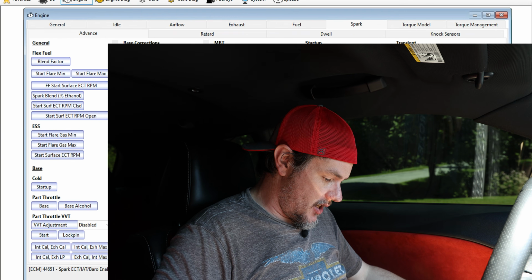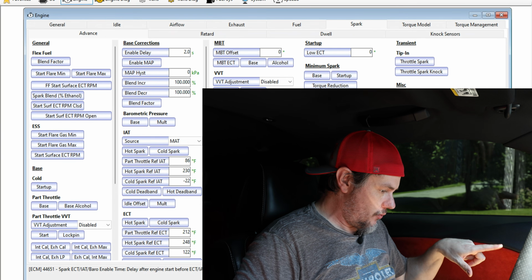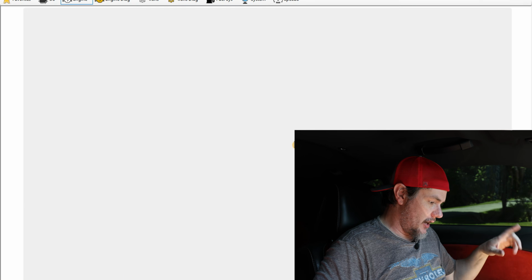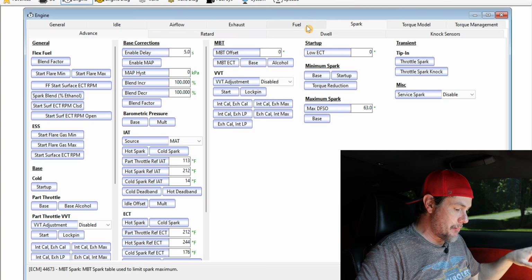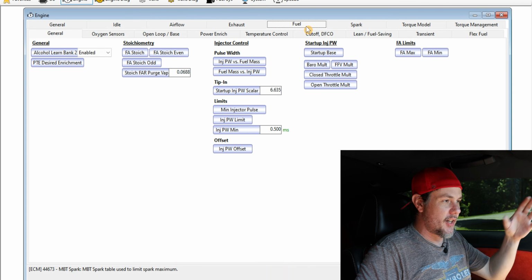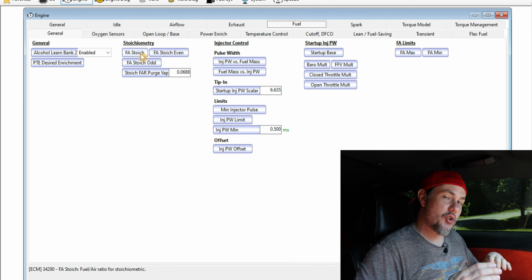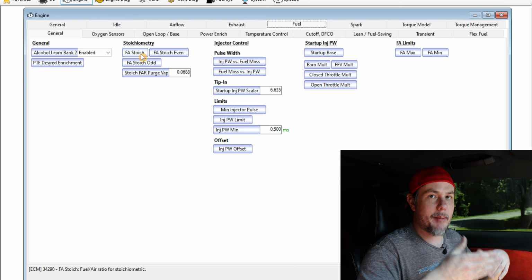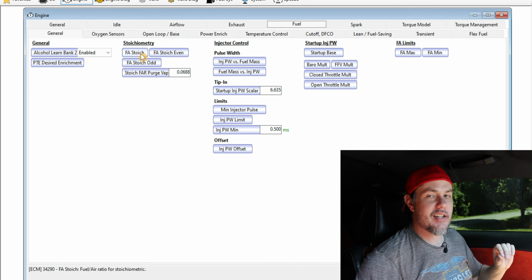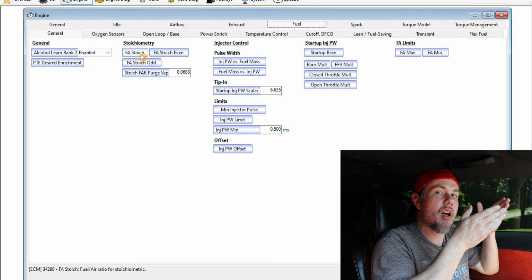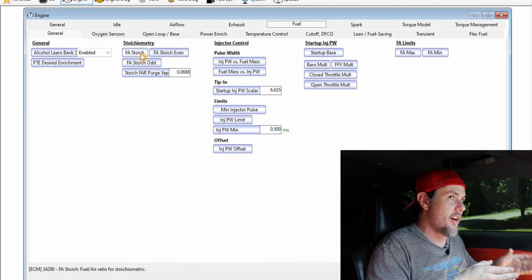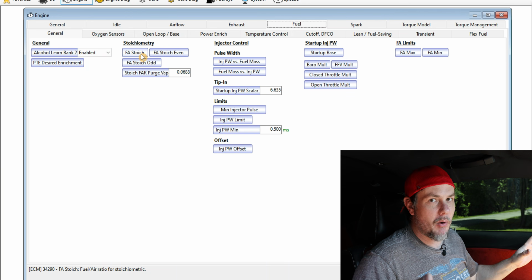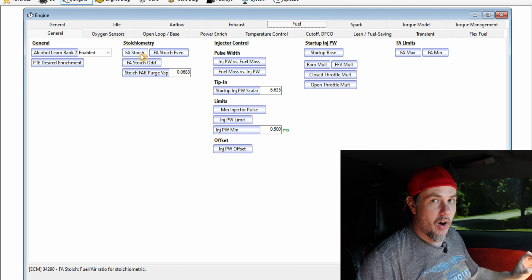So let's go ahead and open up my Hellcat stock tune, bone stock, before we put flex fuel on it and all that. We're going over to the fuel general tab to take a look at the FA stoich table, and this is what determines the stoich fuel to air ratio in the case of Dodge, instead of air to fuel ratio. Don't ask me why they had to be backwards for stoich.